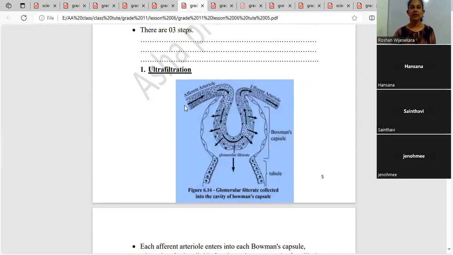Blood enters through this afferent arteriole and goes through the glomerular Bowman's capsule, and it produces the glomerular filtrate. The surface area of the afferent arteriole is smaller than that of the efferent arteriole. That is the reason for this filtration process. Due to this high pressure, the blood is filtered here.